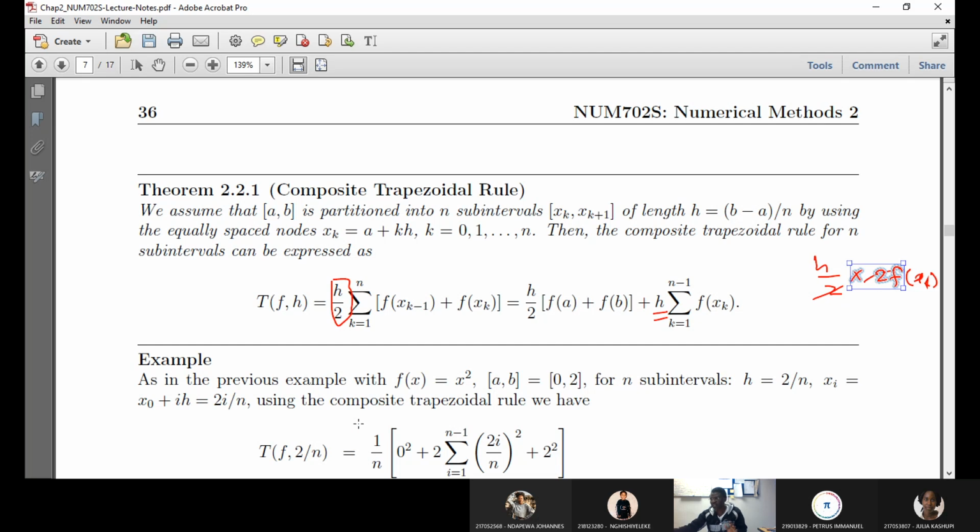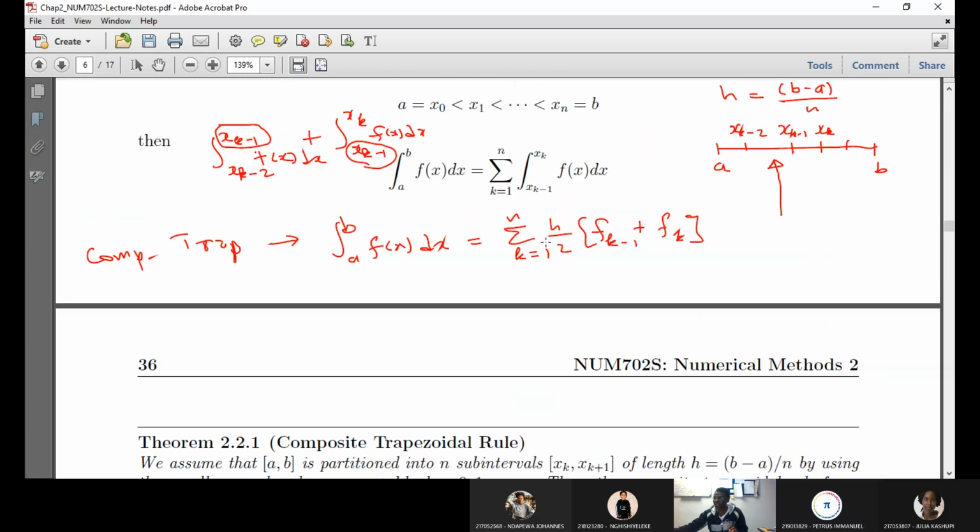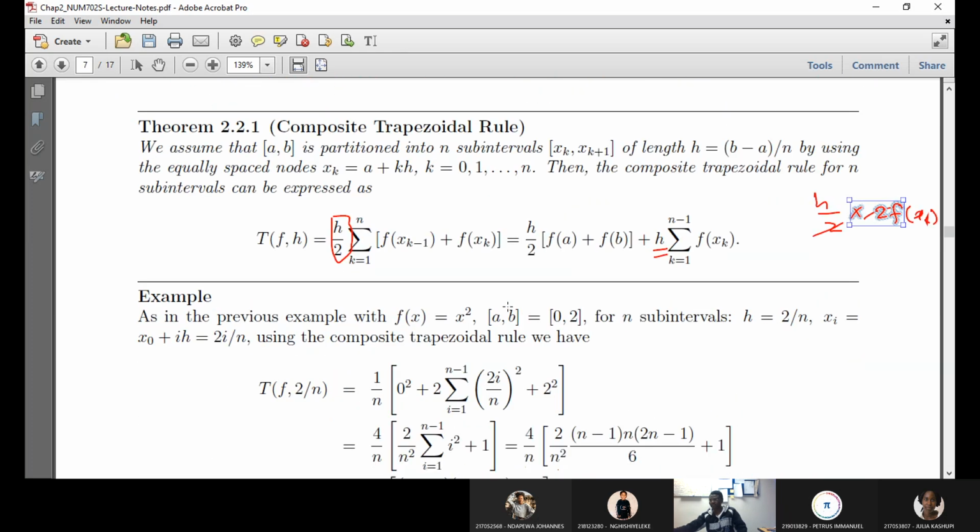I hope you understand the formula, and why we can represent it in two forms. You have the first one with this summation, but we can extract f of a and f of b, whose factor will be h by 2, and the remaining ones whose factor will be h. So it comes from this summation. Okay, so that's for the composite trapezoidal rule.